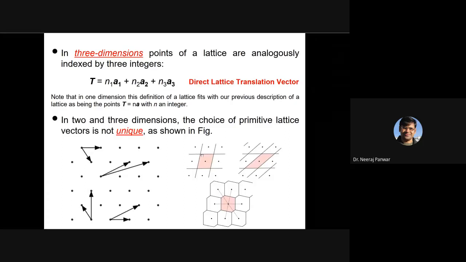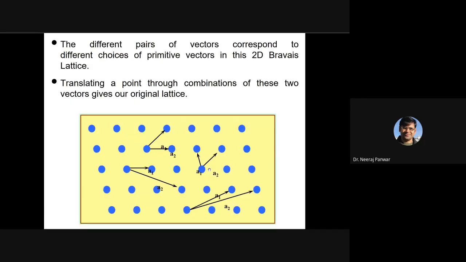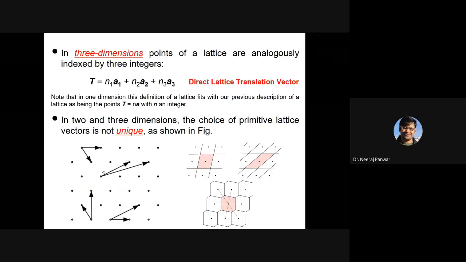Then we will give this minimum volume a name, which we will discuss shortly. The different pairs of vectors correspond to different choices of primitive vectors. For example, here is a different set of primitive vectors. This is another set of primitive vectors. This is another.